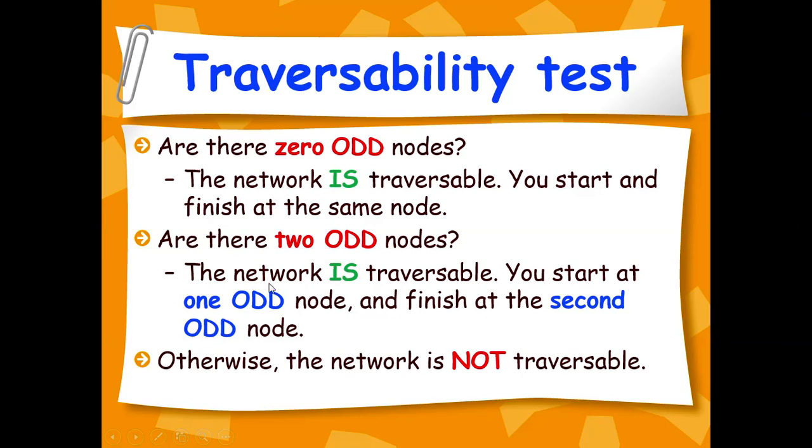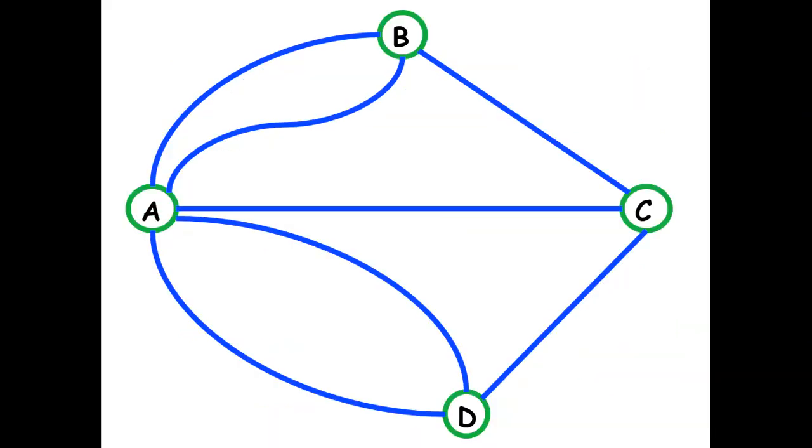If you don't have 0 or 2 odd nodes, then your network is not going to be traversable. So if you had 1 odd node, it's not traversable. If you have 3, 4, 5, 6, 7, 8, 9, 10, any number other than 0 or 2, then your network is not going to be traversable. So let's apply that test to this one.